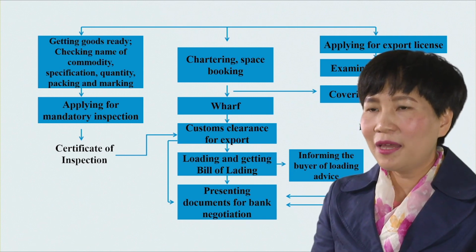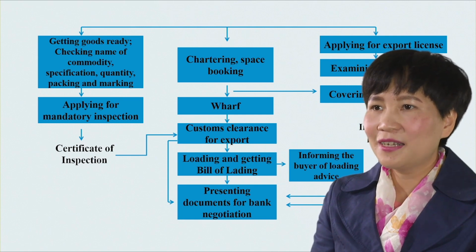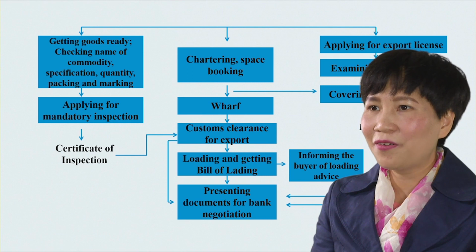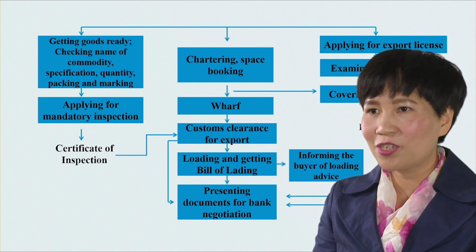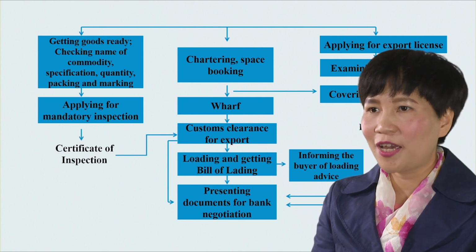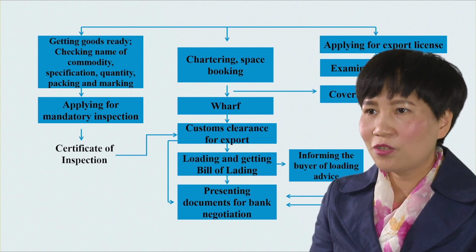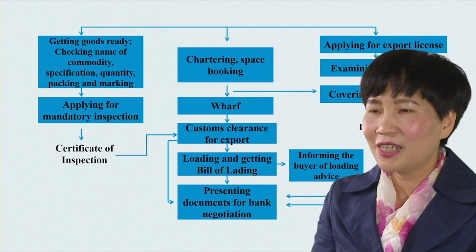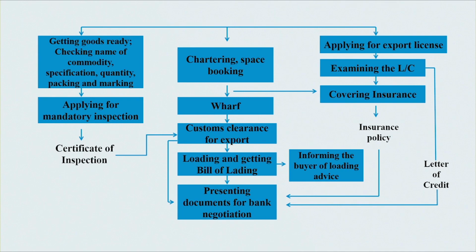Next, apply for mandatory inspection. If the goods need to be inspected as requested by the stipulations of the government or of the contract, the exporter should obtain the mandatory inspection certificates from the authorized institutions before shipping. Next, cover insurance. Under the CIF, the exporter will cover the marine cargo insurance before the shipment according to the contract and LC. Next, clear goods for export.